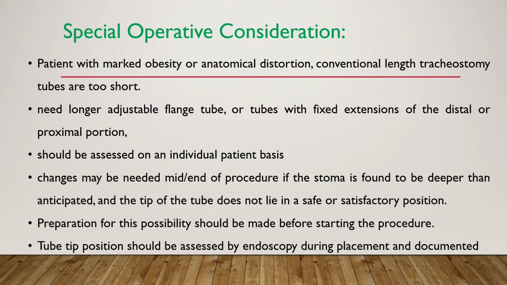Tube size, lengths, and special tubes should be assessed on an individual patient basis. Changes may be needed at mid or end of the procedure if we find that the stoma is deeper than anticipated, and if the tip of the tube does not lie in a safe or satisfactory position. So before we start the procedure itself, the preparation for this possibility should be made beforehand. The tube tip position should be assessed by endoscopy during placement and then documented.